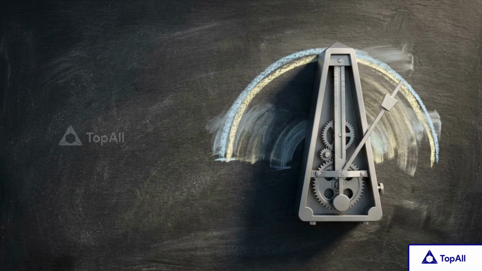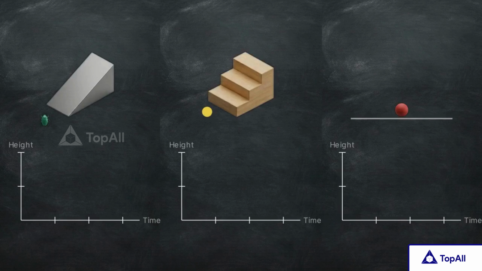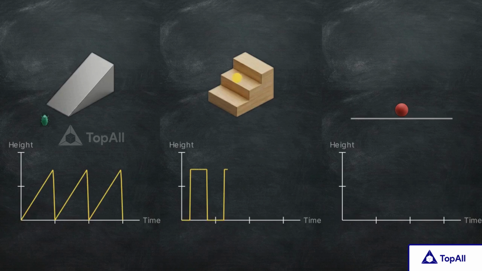These three graphs show the height of different objects over time, and they each map a distinct physical path. The sharp spikes on the left show an insect climbing up a ramp and falling off. The blocky steps in the middle map a child climbing up a stair and coming back down. And the smooth curves on the right track a ball bouncing against the floor.